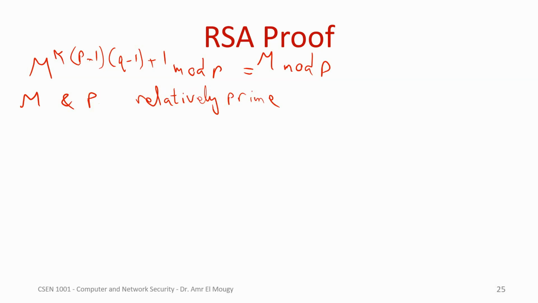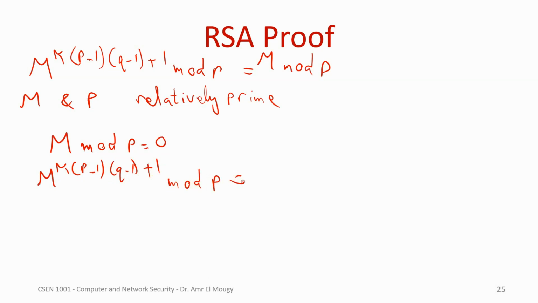If m and p are not relatively prime, it means that p divides m. In this case, m mod p is actually equal to 0. If p divides m, then m over p will have no remainder. That means m mod p is equal to 0, which means that m power k(p-1)(q-1) plus 1 mod p is equal to 0. Why?